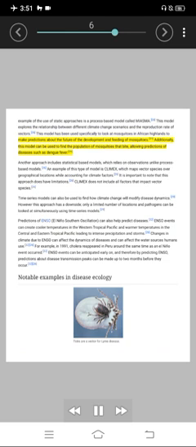Another approach includes statistical-based models, which rely on observations, unlike process-based models. An example of this type of model is CLIMEX, which maps vector species over geographical locations while accounting for climate factors. It is important to note that this approach does have limitations. CLIMEX does not include all factors that impact vector species. Time series models can also be used to find how climate change will modify disease dynamics. However, this approach has a downside. Only a limited number of locations and pathogens can be looked at simultaneously using time series models.